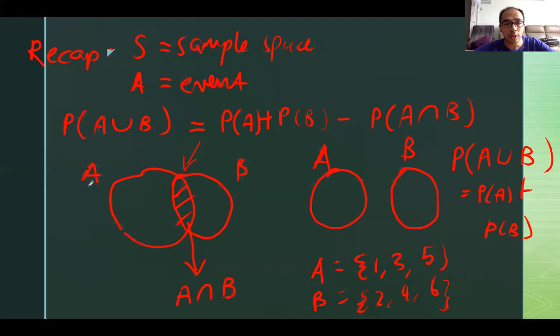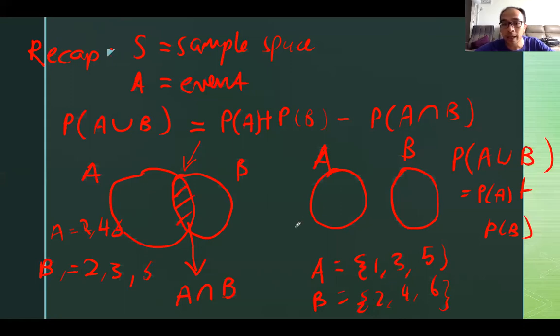Remember, in the first situation over here, I said A is 2, 4, 6. B is 2, 3, and 5. So there is an overlap over here, kan? Dua-dua ada nombor 2. So this one is not mutually exclusive. But in this case, there is nothing that is the same. 1, 3, 5, 2, 4, 6. So this is mutually exclusive.